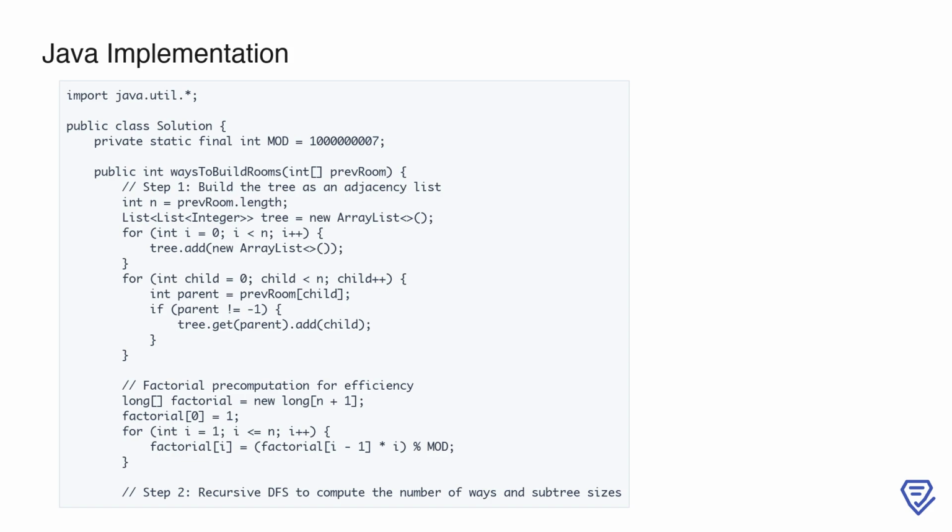We also declare a constant mod to manage large numbers with modular arithmetic, as required by the problem. The method ways to build rooms accepts an array prevroom, which represents the parent-child relationships of rooms. The first step is to construct a tree representation using an adjacency list. We create a list of lists, initialized for each room, and then populate it by iterating through prevroom.